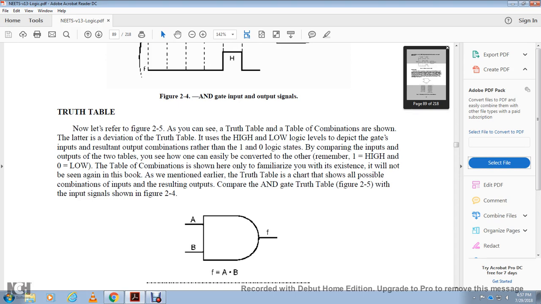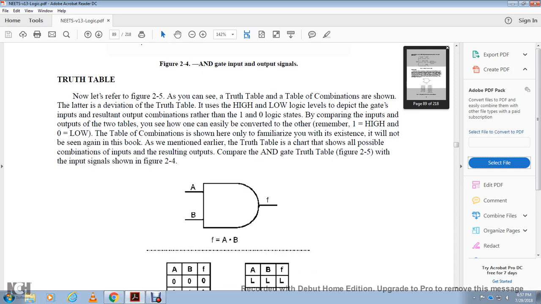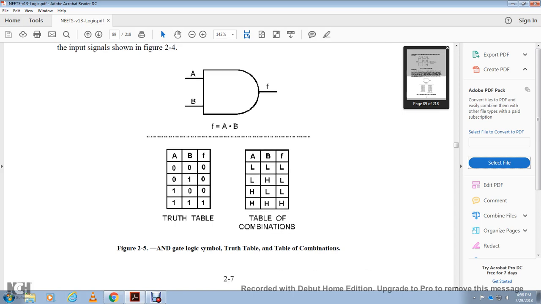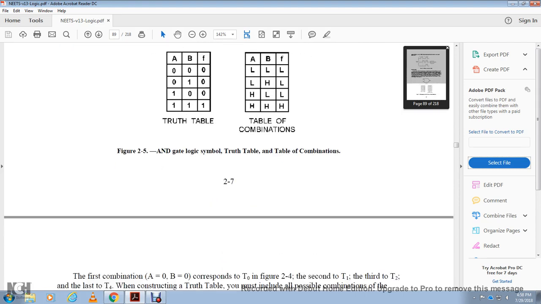As mentioned earlier, the truth table shows all possible input combinations and the resulting outputs. For the AND gate, the truth table with the inputs is shown in figure 4b. Figure 2-5 shows the AND gate logic for the truth table combinations. Notice A, B: 0, 0, 0 shows low, low, low; 0, 1, 0 shows low, high, low; 1, 0, 0 is high, low, low; and 1, 1, 1 is high, high, high.